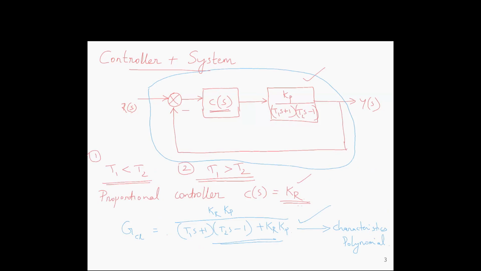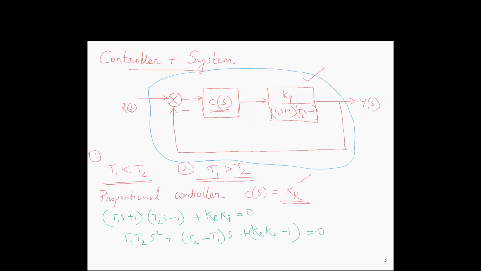So I'm taking this denominator alone and analyzing it. This is the denominator of the transfer function. After simplification, I get T1 T2 S square plus (T2 minus T1) S plus (KR KP minus 1) equal to 0. So for the entire closed loop system, after applying the proportional controller, we will get this denominator.